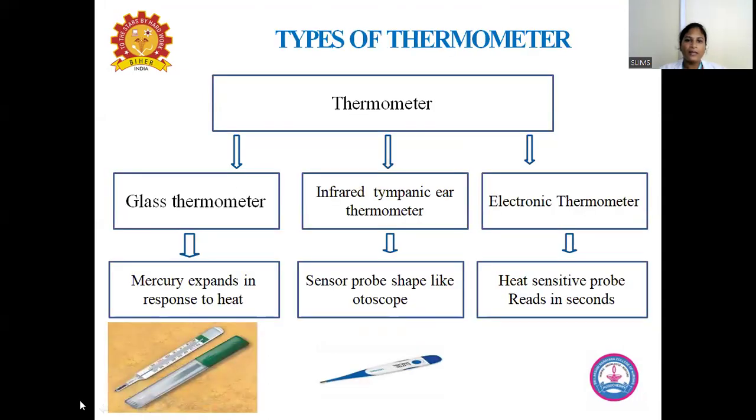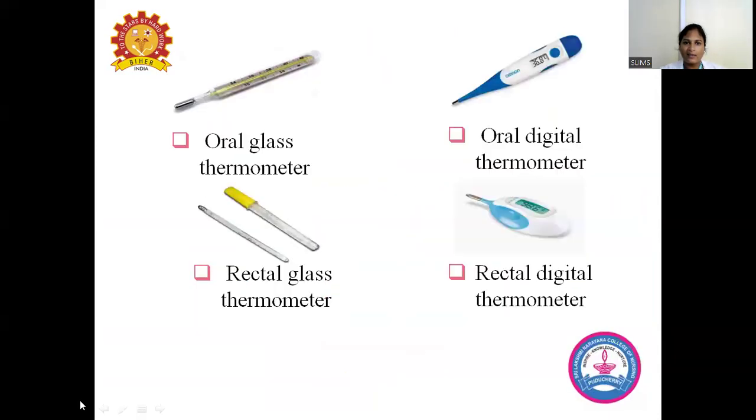Types of thermometer: there are three types. The glass thermometer, where the mercury expands in response to heat; the infrared tympanic ear thermometer, with a sensor probe shaped like an otoscope; and the electronic thermometer, where a heat sensitive probe reads in seconds. Nowadays we use electronic thermometers, and we rarely use the glass thermometer. These are the three thermometers we can use in the ward.